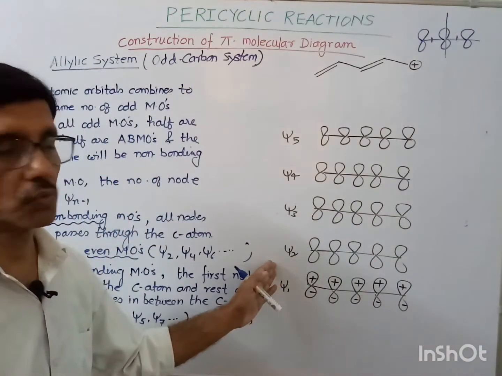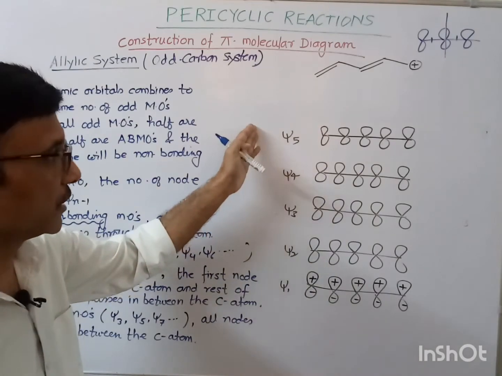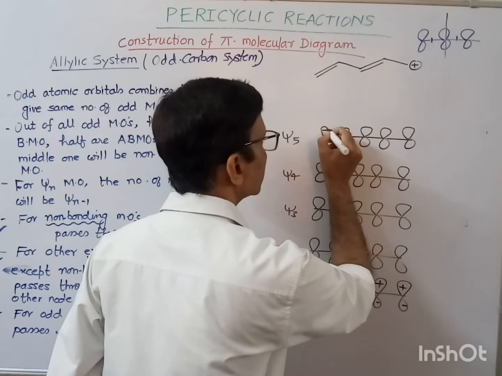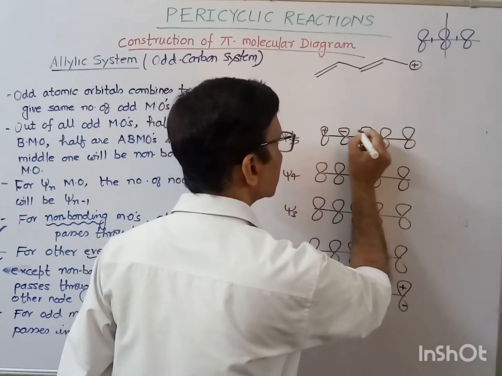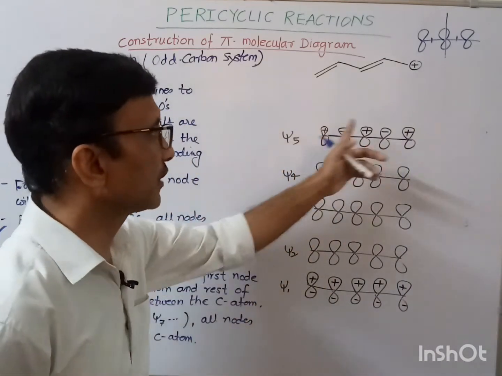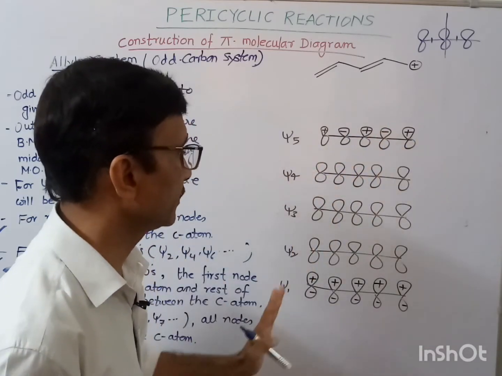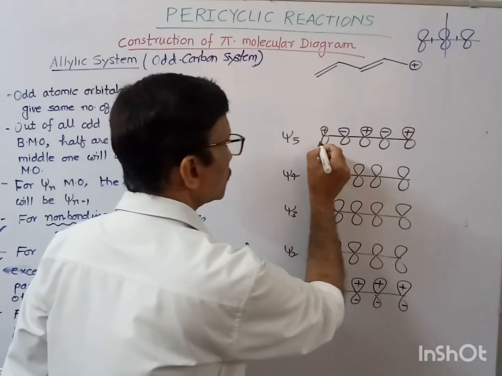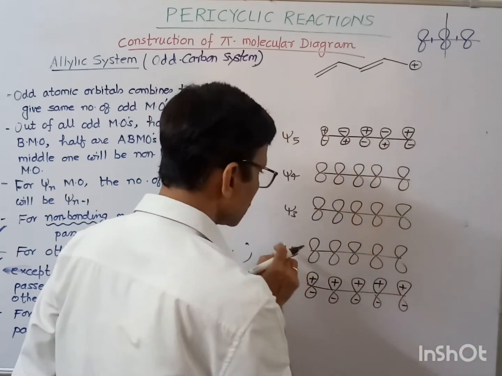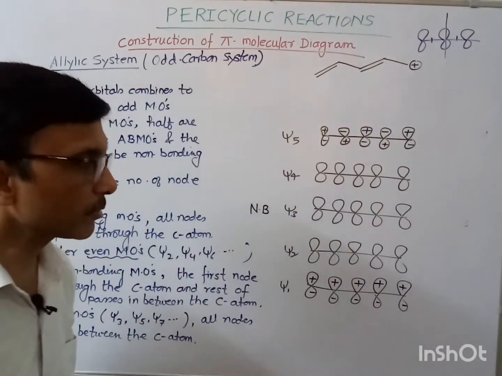Now for psi 2, now come to the last one. All orbitals have the opposite sign, plus, minus, plus, minus, plus. Okay, and end orbital should have the same sign. This is odd molecular orbital, end orbital is having the same sign. Now come to the non-bonding molecular orbital. So the third one is the non-bonding molecular orbital.